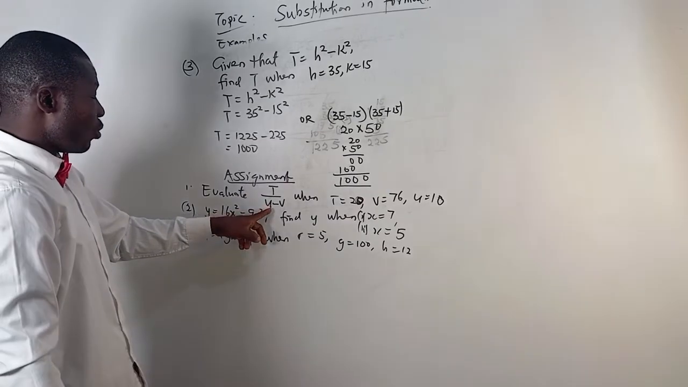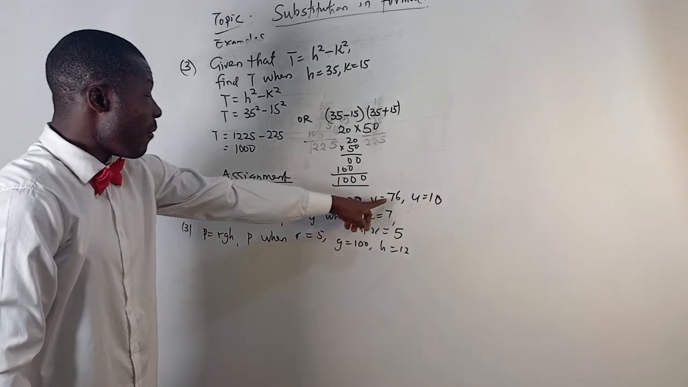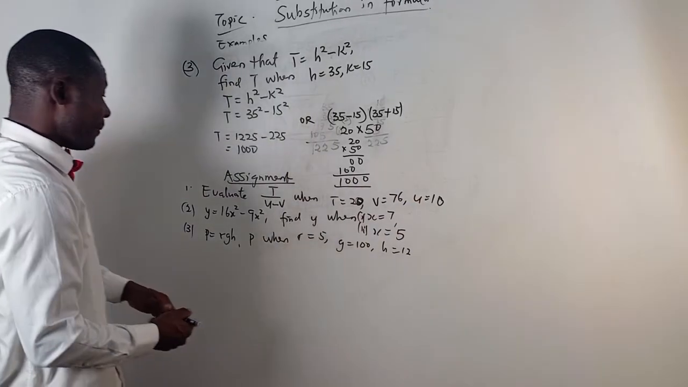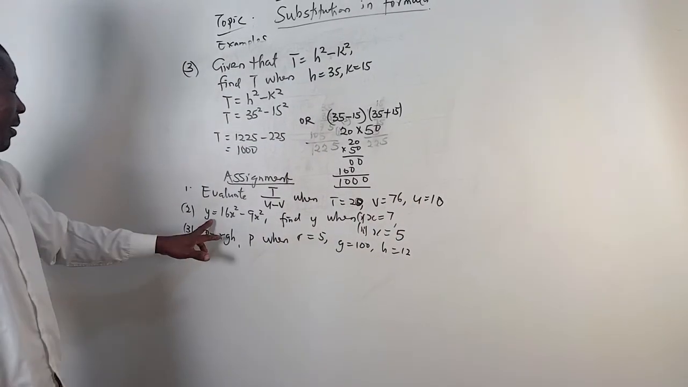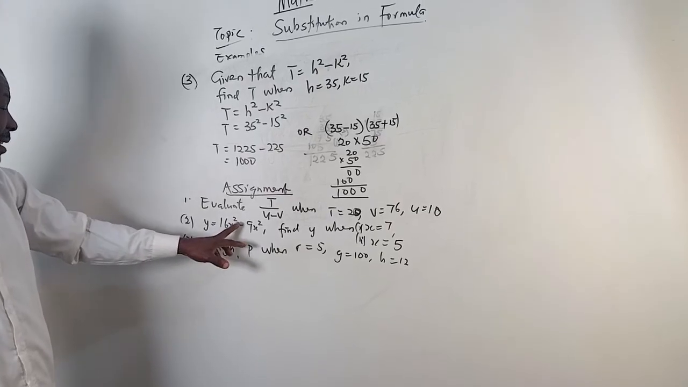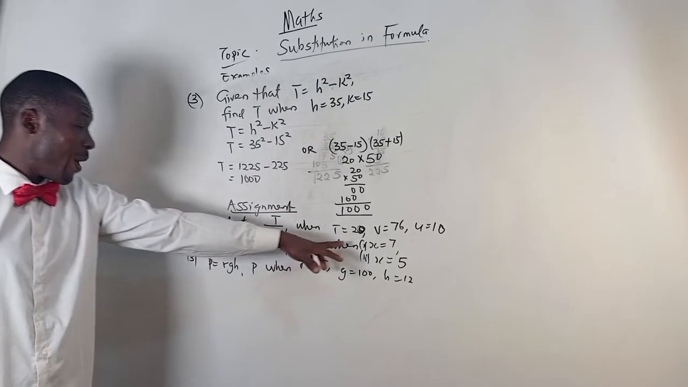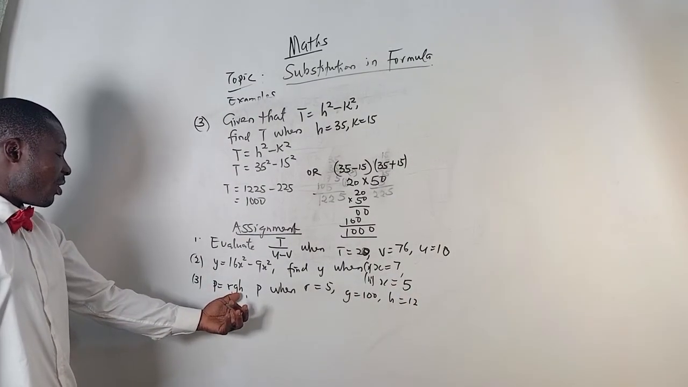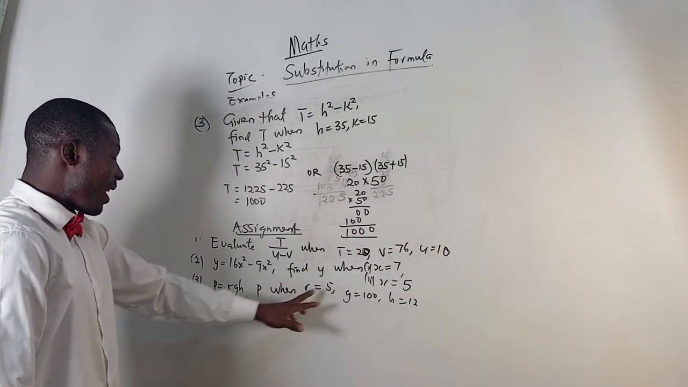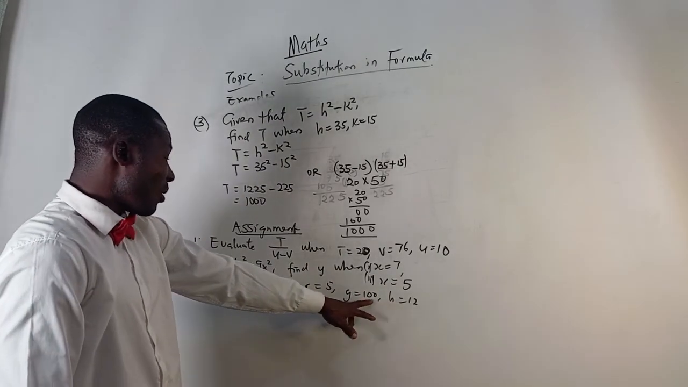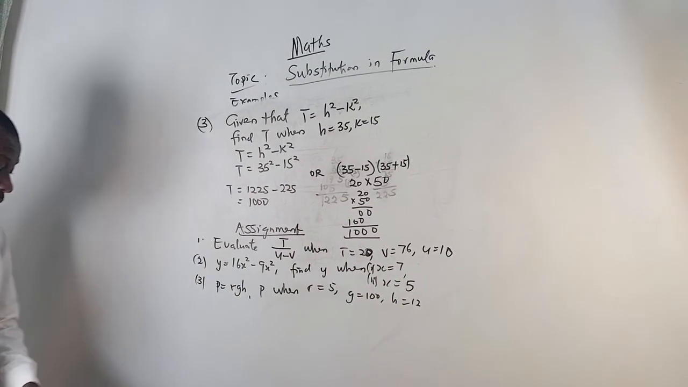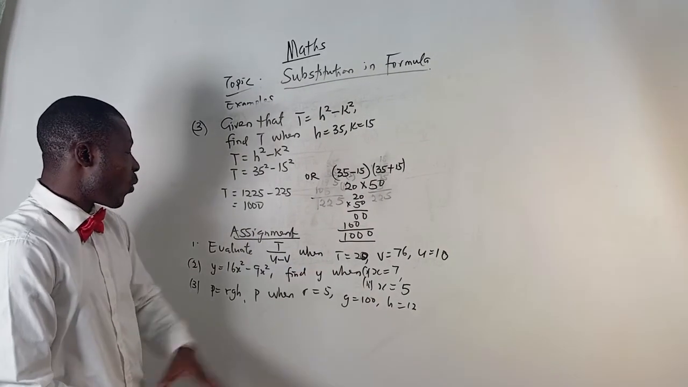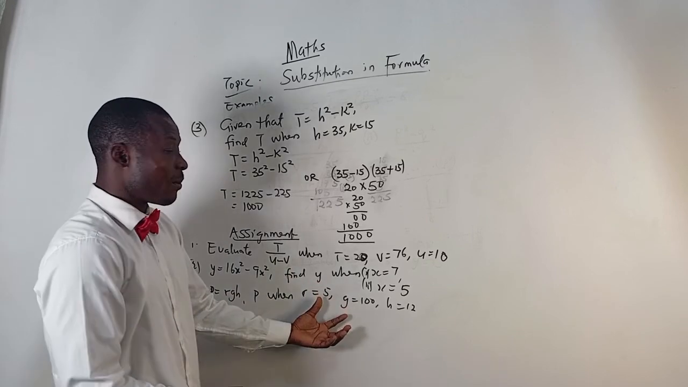Evaluate T over U minus V when T equals 20, V equals 76, and U equals 10. The same thing, Y equals 17x squared minus 9x squared. We have to look for Y when x equals 7 and when x equals 5. And at the same time, P equals RGH. We should get P when R equals 5, G equals 100, and H equals 12. At this point, let's work on these 3 questions as assignments. This is where I'm going to stop for the day.